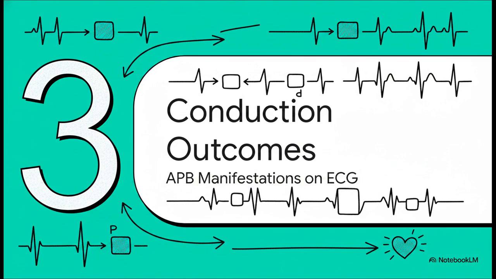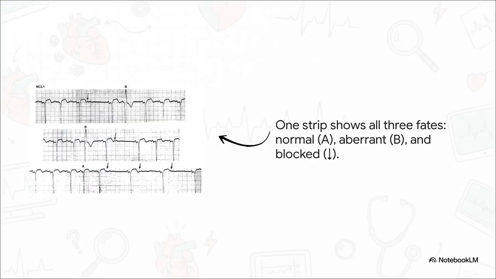Okay, so let's transition from the schematic diagram to clinical reality. Let's see what these three distinct electrophysiological events actually look like on an ECG tracing. This single rhythm strip is an absolutely perfect teaching case because it displays all three potential fates in one continuous recording. First, look at the beat labeled A. You can see a premature P wave followed by a normal, narrow QRS. That's our normally conducted APB.